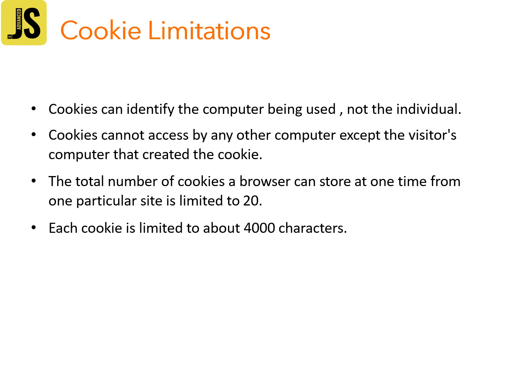The total number of cookies a browser can store at one time from one particular site is limited to 20. So for a particular website, the number of cookies that can be stored by a browser is limited to 20. And each cookie is limited to about 4,000 characters. In a cookie session, each cookie value should be limited only up to 4,000 characters. It will not consider more than 4,000 characters. And these are the cookie limitations.